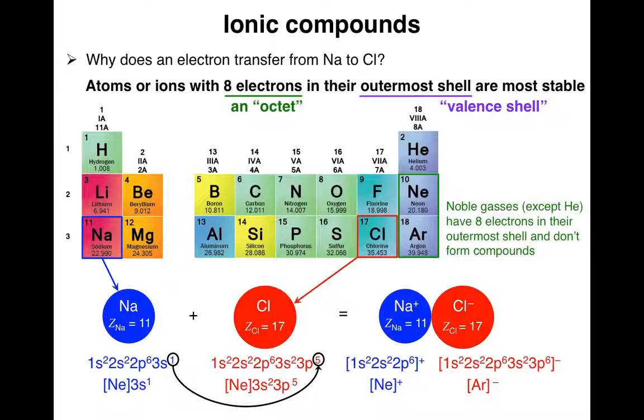Note that by donating an electron, sodium does not turn into neon, and by accepting an electron, chlorine does not turn into argon, because the chemical identity of an element is determined by the number of protons in the nucleus, that doesn't change. Rather, a sodium cation and a chloride anion are formed.